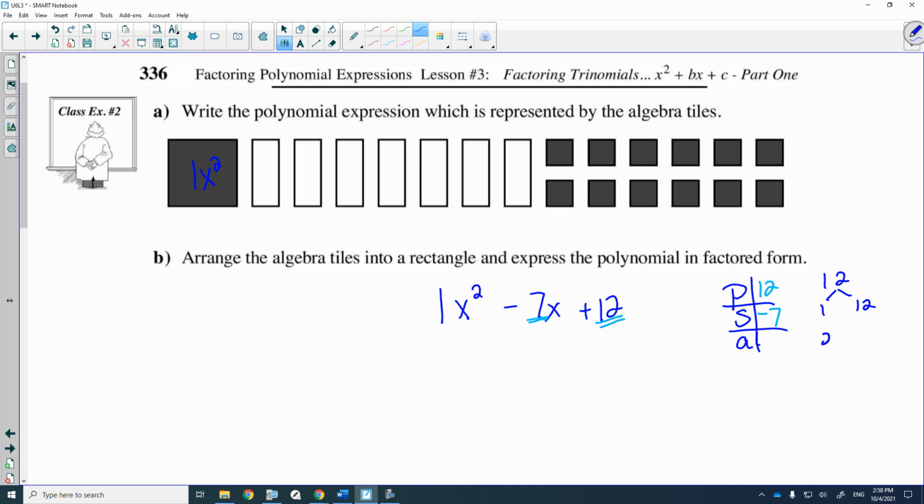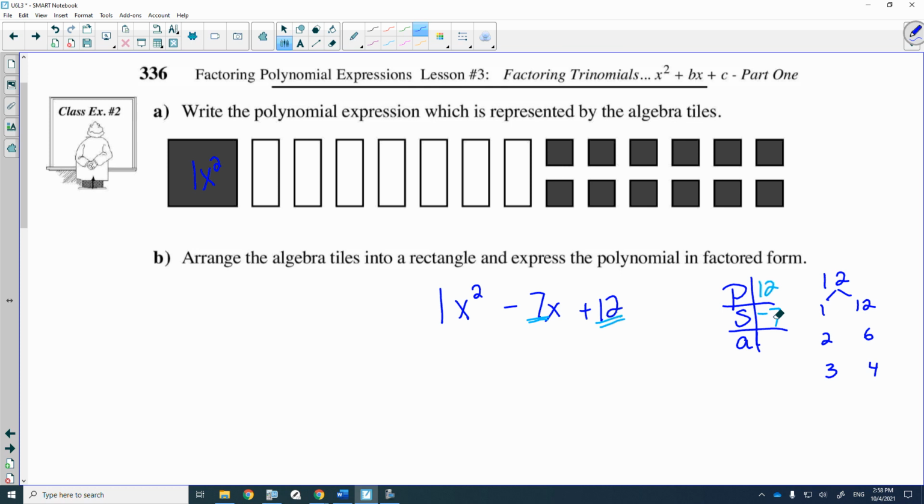12 divided by 2 is 6. Leave yourself some space. 12 divided by 3 is 4. Those are all of the numbers that when multiplied would give you a product of 12. When we add these, you would say, okay, that gives you a 13, that gives you an 8, this gives you a 7. How do we get a negative 7?